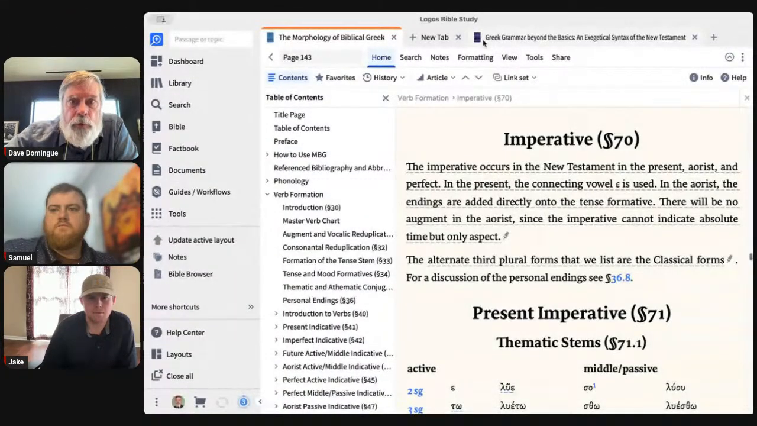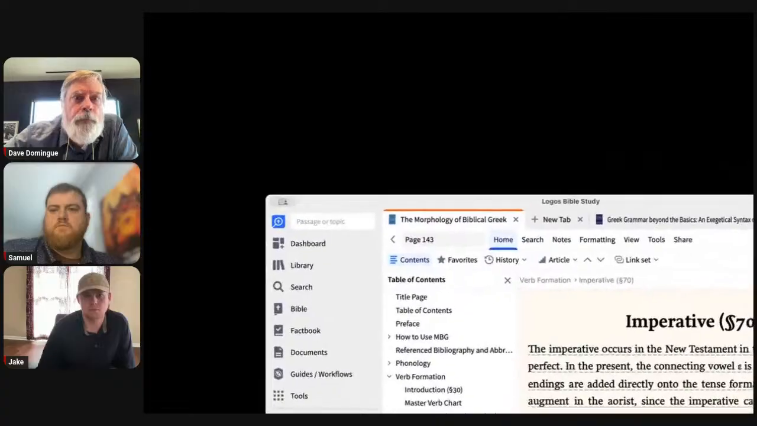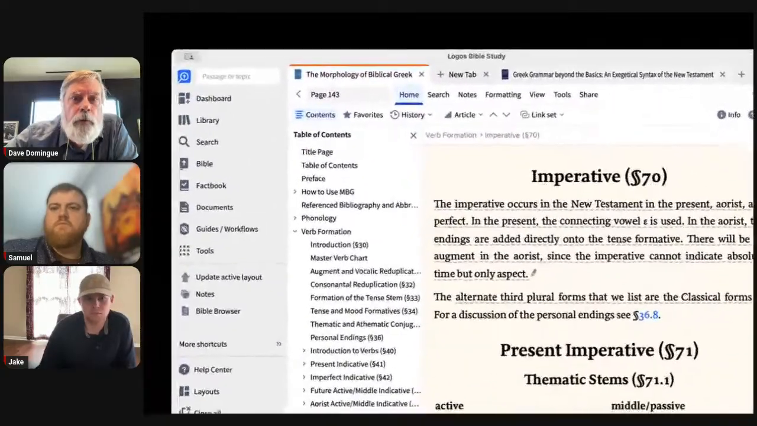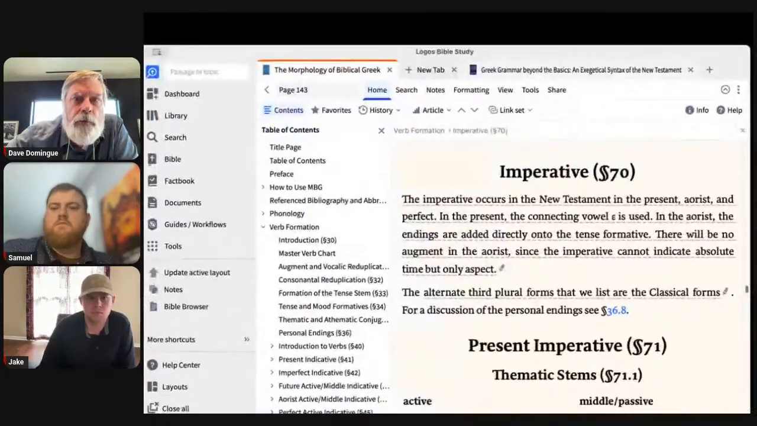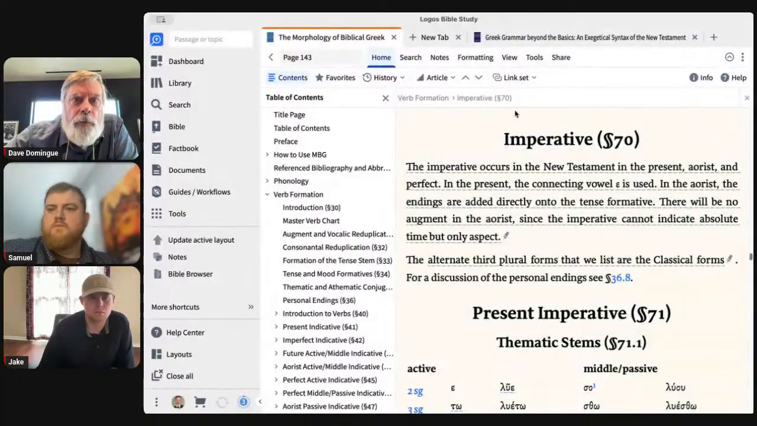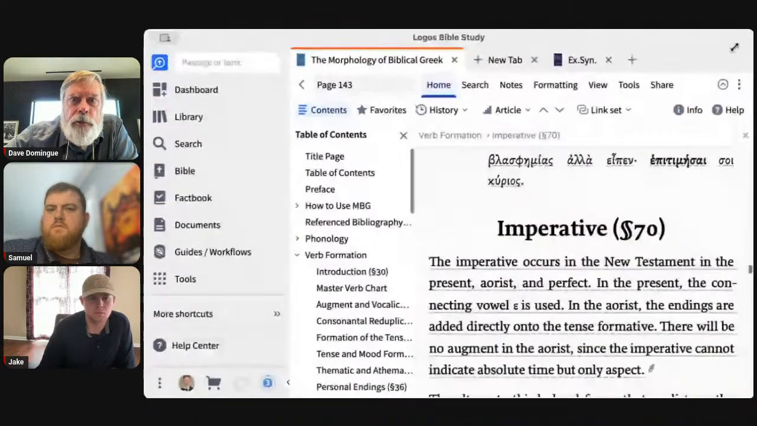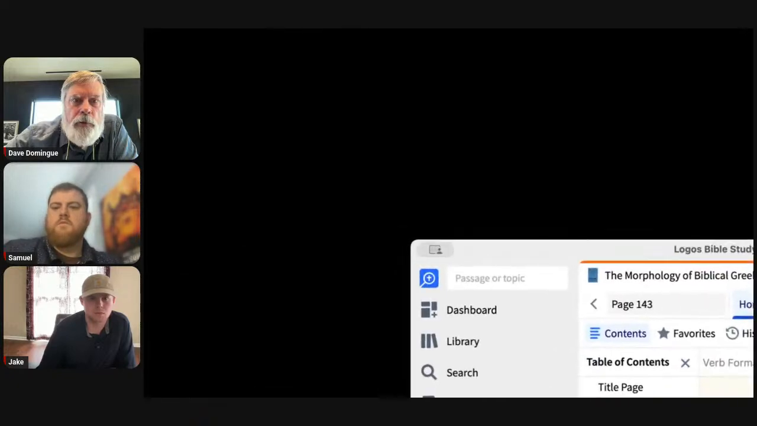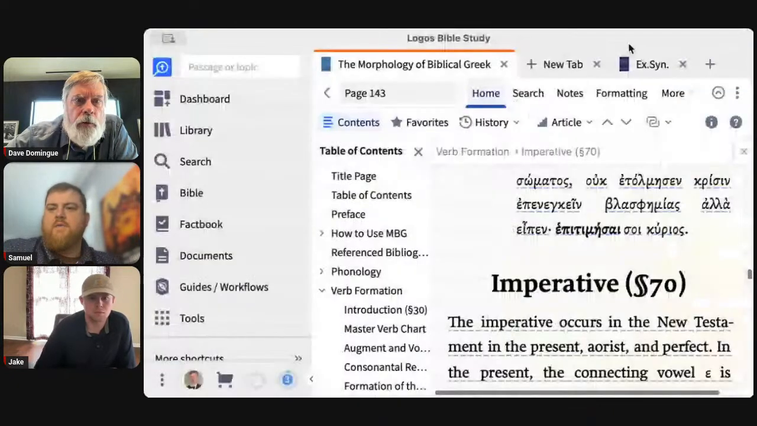Okay, Mounce's morphology book. Let me see. It is showing, right? Yeah. Oh, is it moving when I move? Okay, I don't want to do that. Hold on. I can't see what you're seeing. It's moving around right now.